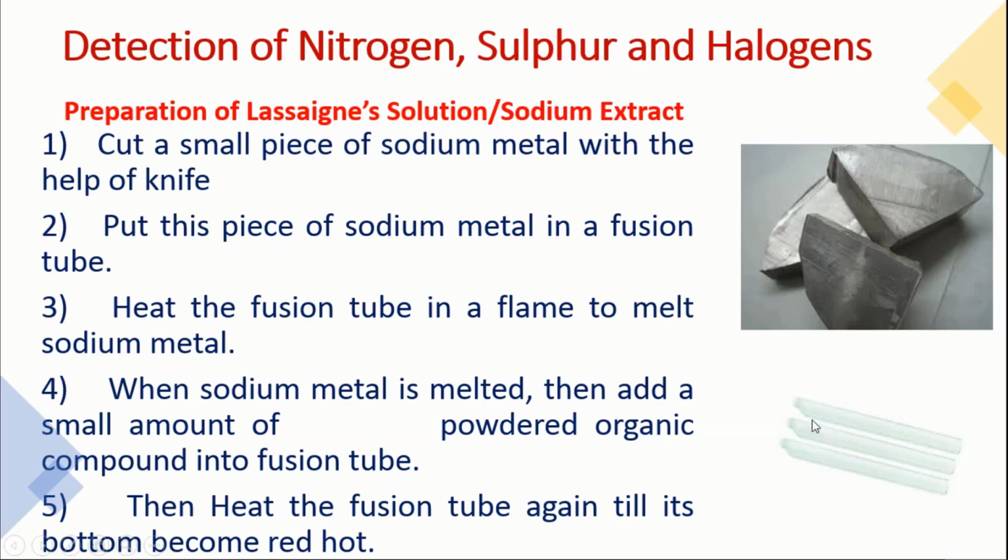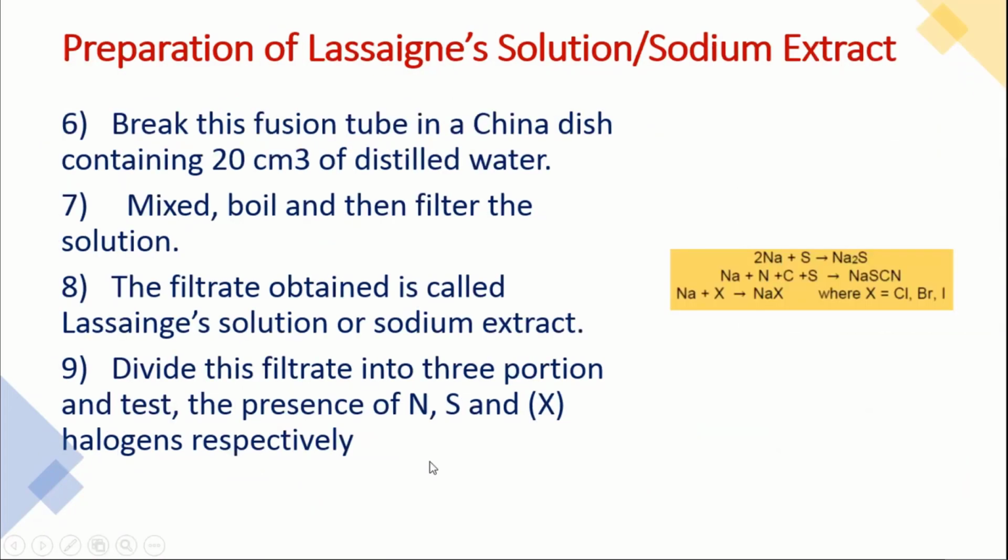We have a small tube, a very small test tube, and then we heat the fusion tube in a flame to melt the sodium metal. When the sodium metal is melted, add a small amount of powdered organic compound into this fusion tube. Then heat the fusion tube again till its bottom becomes red hot.